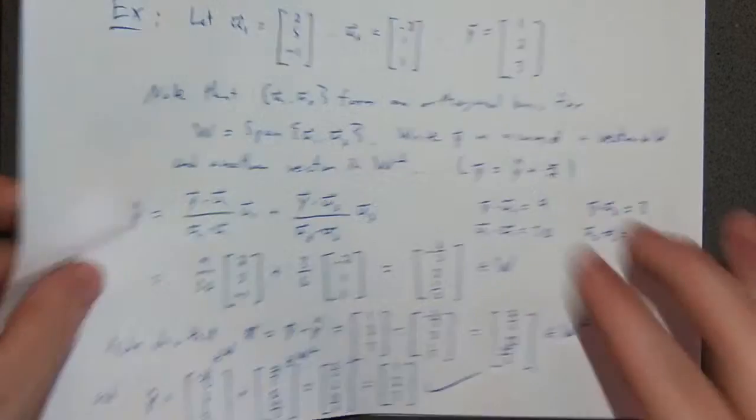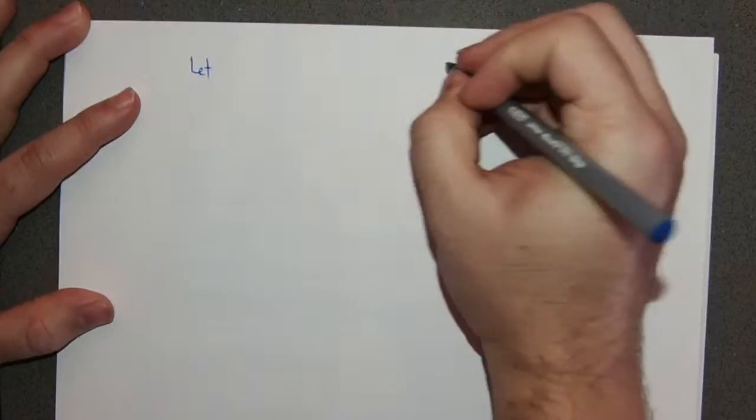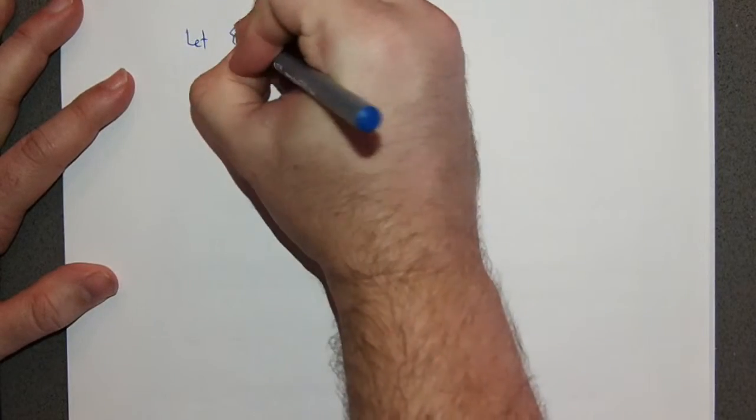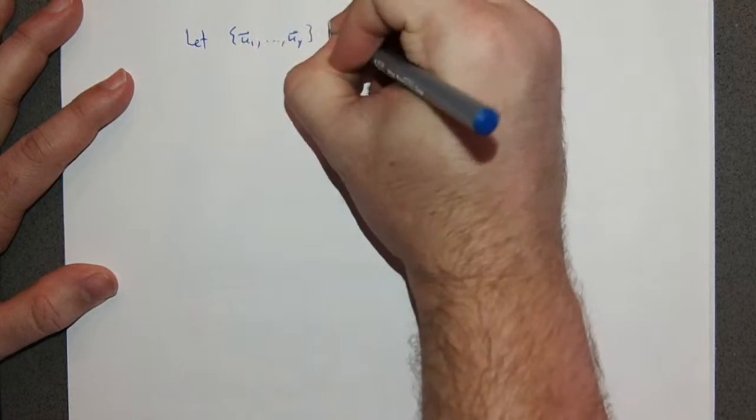All right. So now I want to return to the question I asked. I said that you could investigate it on your own, but I'm going to give you the answer now anyway. So what happens if y is actually in W? So let, as usual, u1 to up be an orthogonal basis for W.